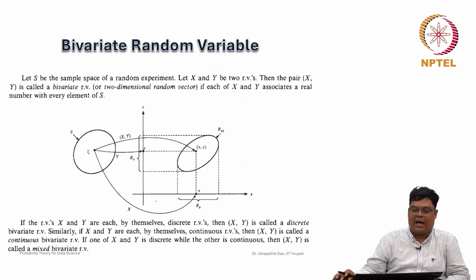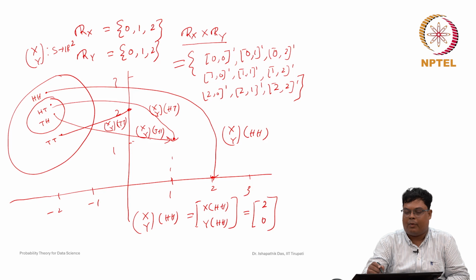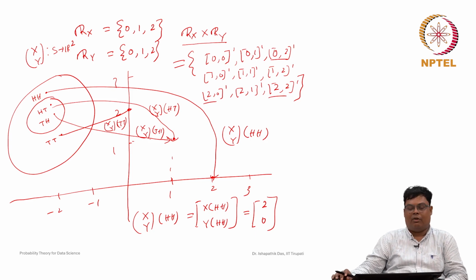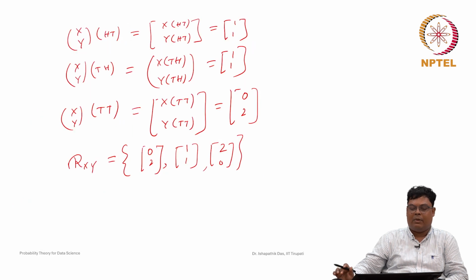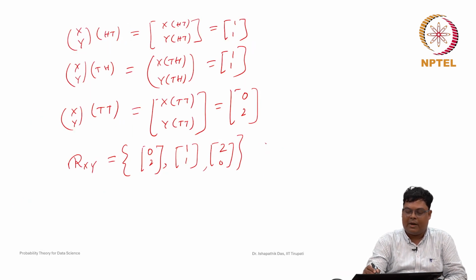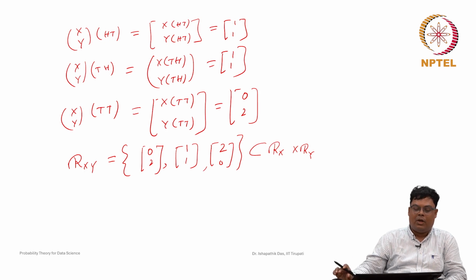However, you can see that Rx cross Ry contains many more points, while Rxy contains only 3 points: (0, 2), (1, 1) and (2, 0). So, Rxy may not be the same as Rx cross Ry, but it will always be a subset of Rx cross Ry. Sometimes it may be exactly equal, but most of the time it is not. We can see in this example that the range of this bivariate random variable Rxy is a subset of Rx cross Ry. Hope you have understood the definition of the bivariate random variable.